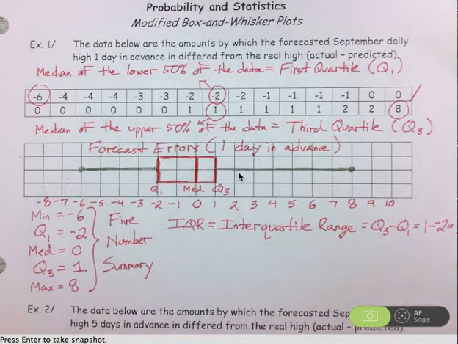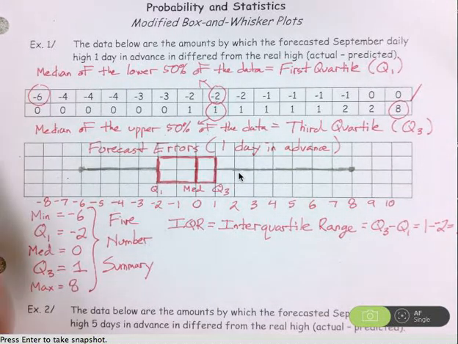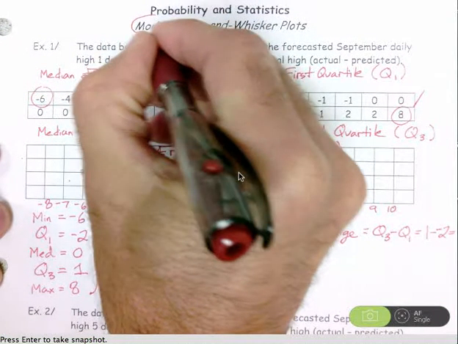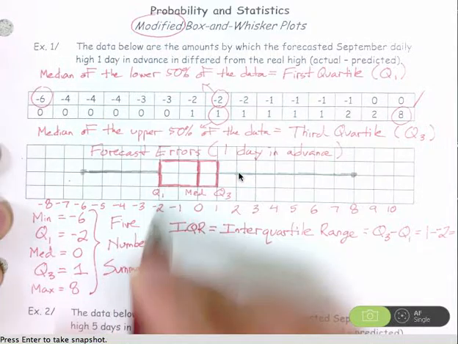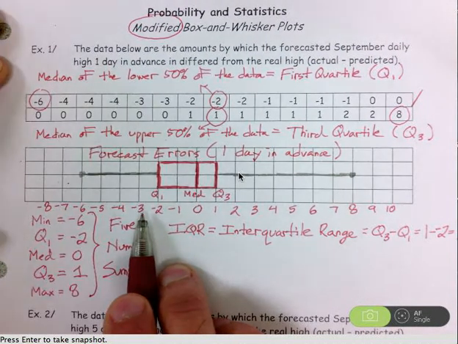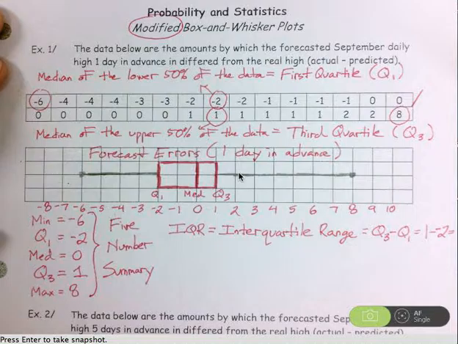Hi there. The reason that these types of plots are called modified box and whisker plots is because essentially we've already completed a box and whisker plot, but to modify it, we are going to check for outliers, or for observations that are unusual.